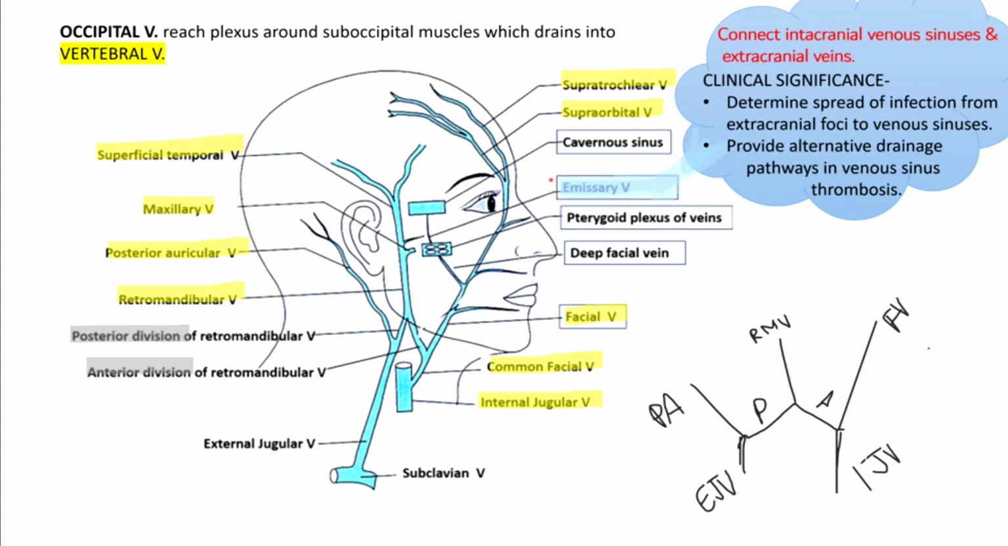What are emissary veins? I have told this before. They connect the intracranial venous sinuses to extracranial veins. What is their clinical significance? They determine the spread of infection from extracranial foci to venous sinuses. We have already seen this. They are valveless and connect extracranial to intracranial. They also provide alternative drainage pathways in venous sinus thrombosis.